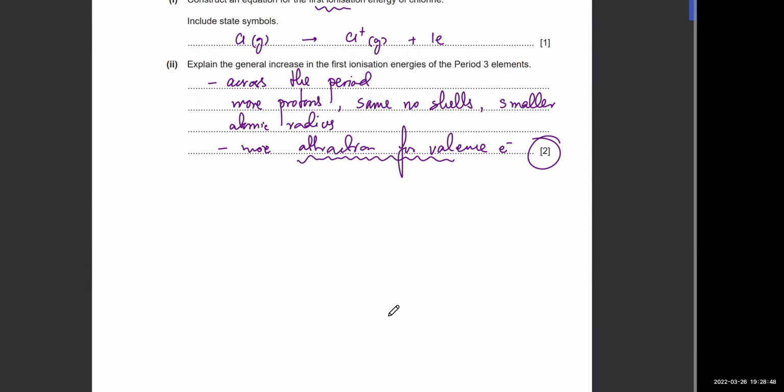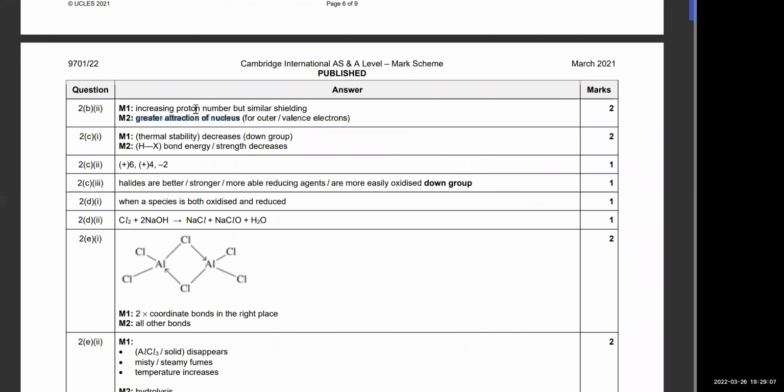Sir, is this from the recent marking scheme? Yes, because in the older ones the marks were more distributed. They would give one mark for protons, one mark for the same number of shells. Now they give just one mark for the whole thing, protons but similar shielding. And this obvious statement, that obviously the ionization energy is increasing so there is obviously greater attraction for the valence electrons, I don't need to write it, but marks are given for it separately, okay?